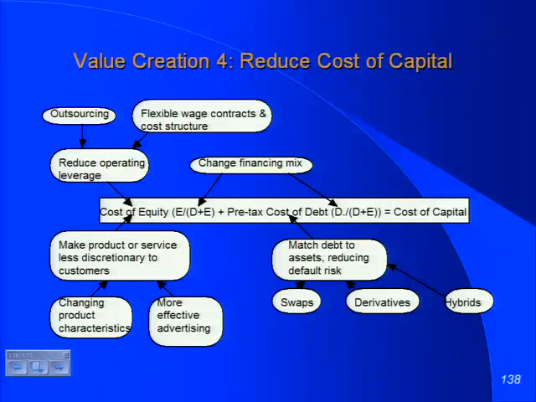Here's the second. If you have a product or service that is very discretionary, remember what it does to your betas, right? You have a high beta. If you can make your product or service less discretionary, you know what you've done to your beta? You've lowered your beta, lowered your cost of equity, lowered your cost of capital. You think, how the heck do I do that? How do I convince people that a product or service that they absolutely don't need is something that they cannot live without? Isn't that what all advertising is about?